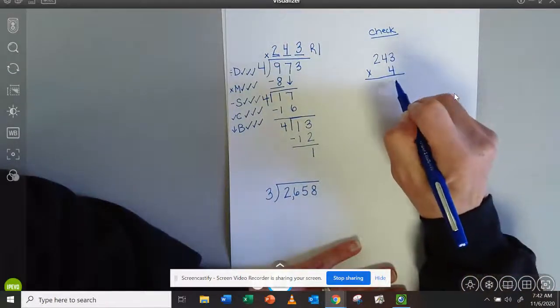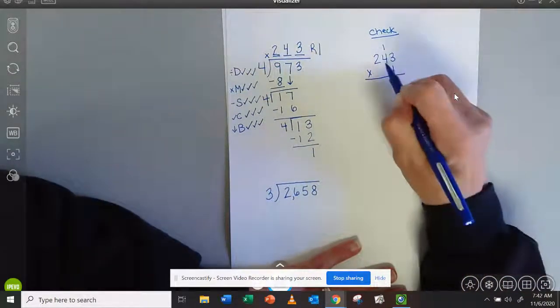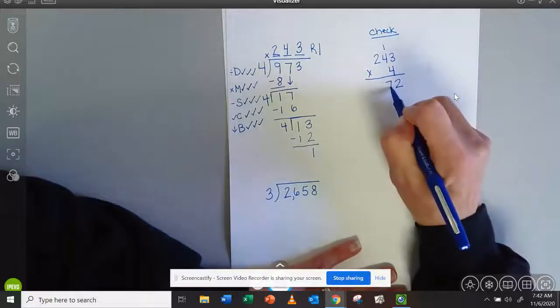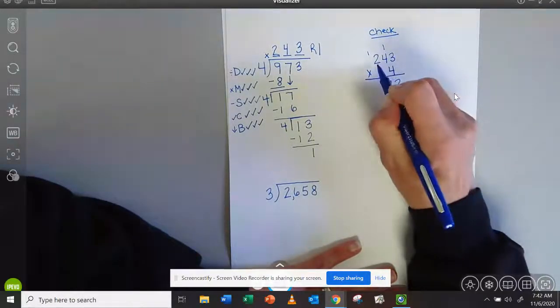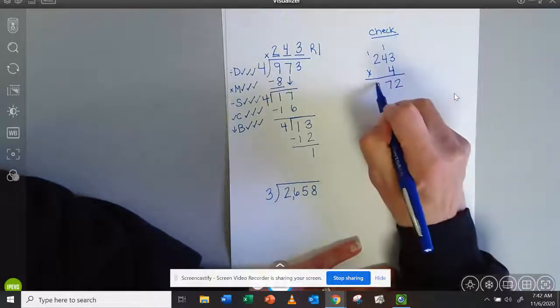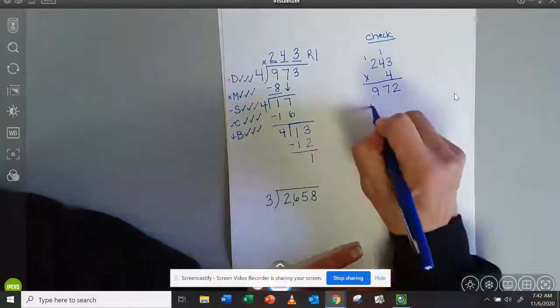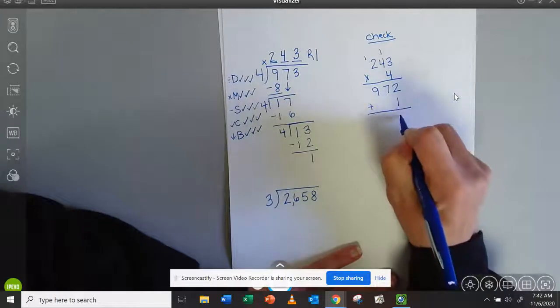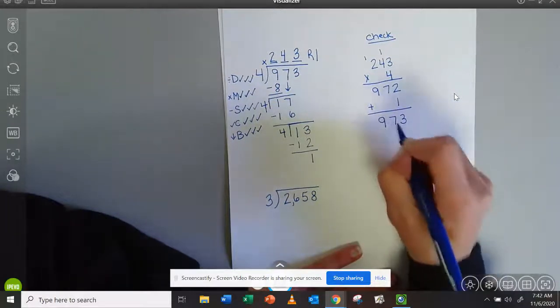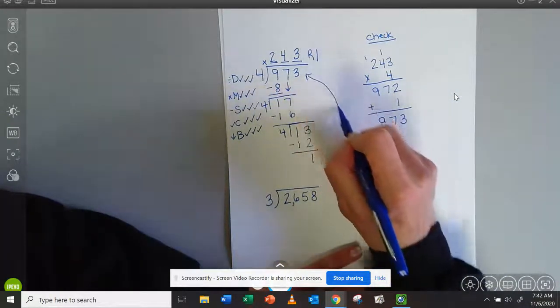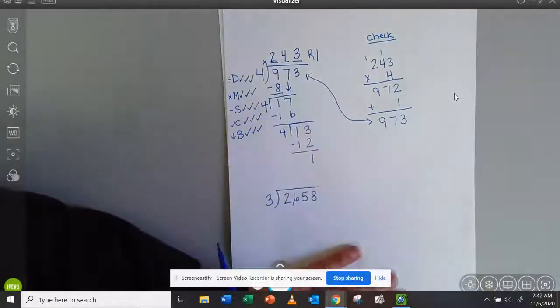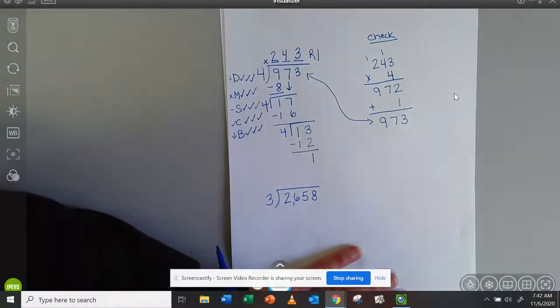4 times 3 is 12. 4 times 4 is 16 plus 1 is 17. 4 times 2 is 8 plus 1 is 9. And now I'm going to add my remainder. And I end up with 973, which is a perfect match for my dividend, which means that I am likely correct.